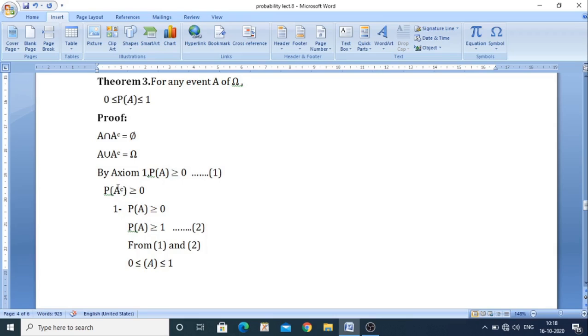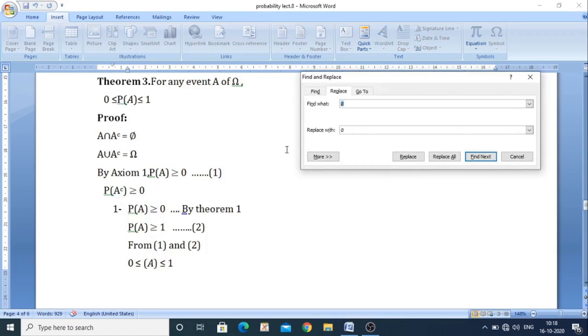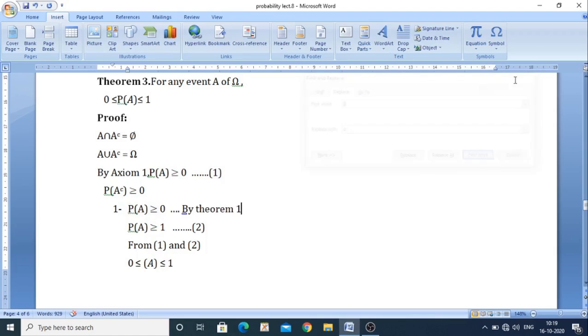Now similarly, P of A complement is also greater than or equal to 0 by axiom 1. But we know that P of A complement by theorem 1 is nothing but 1 minus P of A, which is also greater than or equal to 0. Why we have 1 minus P of A? Just now by theorem 1 we can write it. So by theorem we have P of A complement is nothing but 1 minus P of A, and that is greater than or equal to 0.